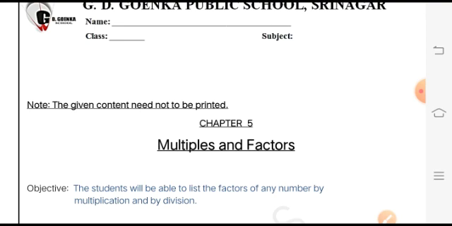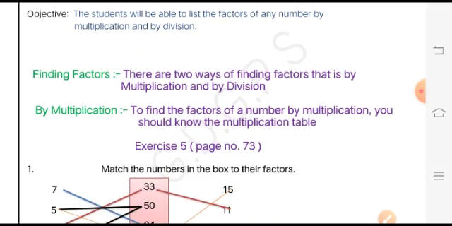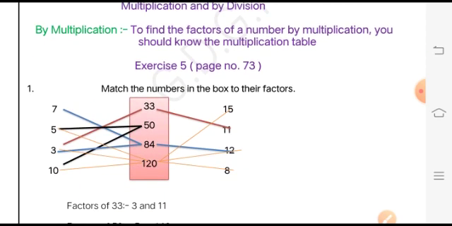Dear kids, today in this video, we are going to learn the two methods of finding factors. The two methods are multiplication and division. This is associated with exercise 5 and it's on page number 73. First question of exercise 5 is a bookwork.